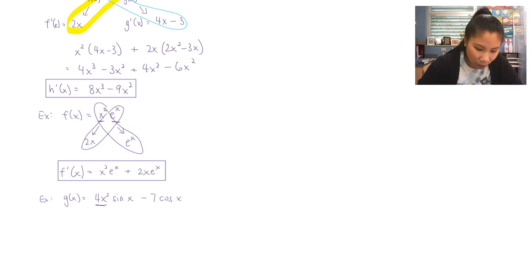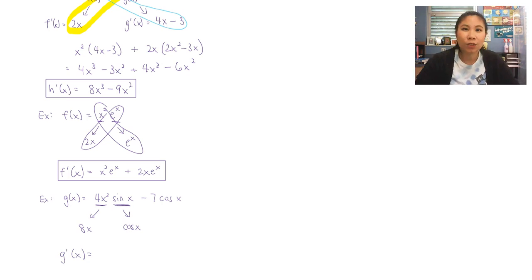So 4x squared times sine x, those are my two separate things that are being multiplied, so I need the product rule for that one. So 4x squared, the derivative would be 8x using the power rule. Sine x, the derivative is cosine x. So cross multiplying those together, I end up with 8x sine x plus 4x squared cosine x.